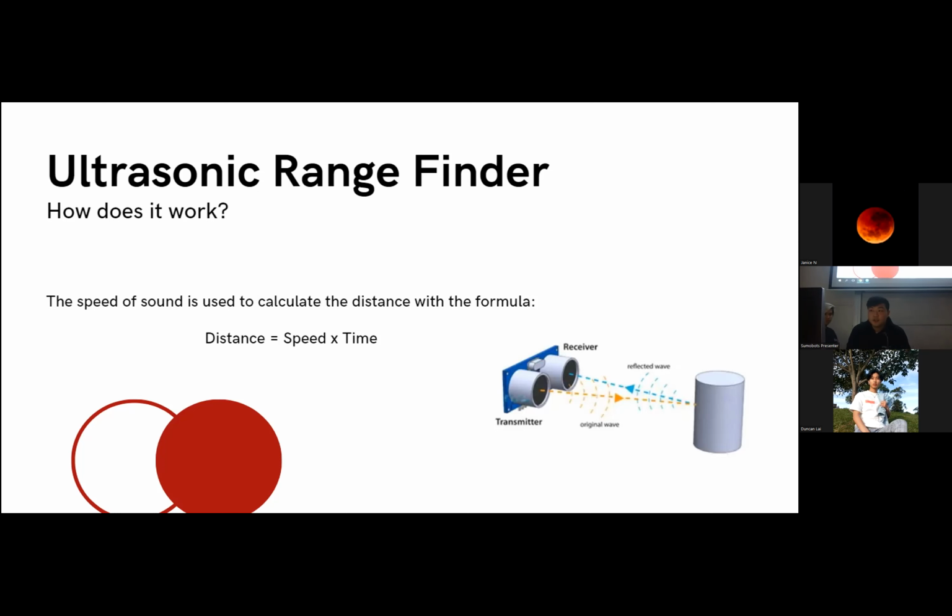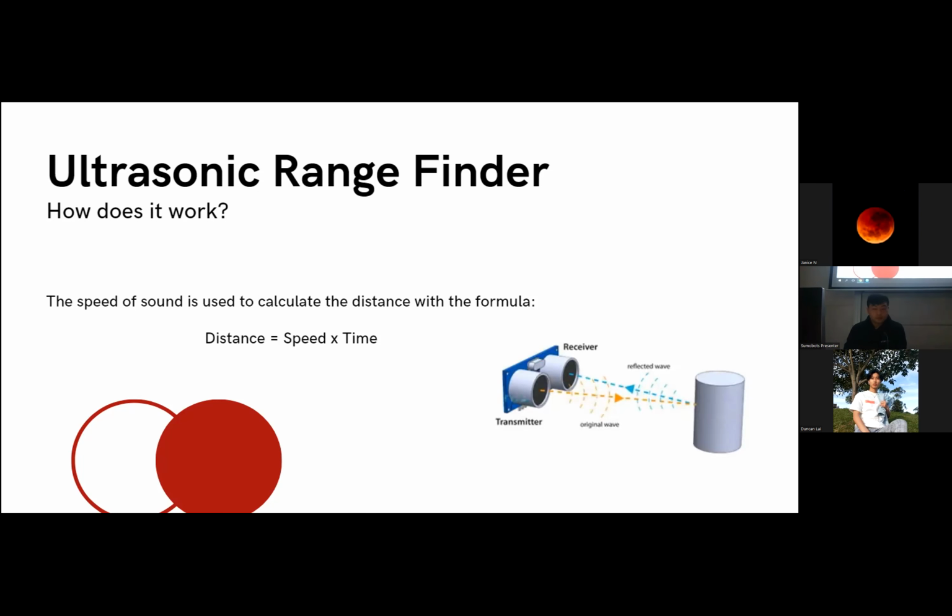All right. So the ultrasonic rangefinder, how does it work? So the ultrasonic rangefinder is used to measure the distance between the sensor and its object. When it works, it emits a sound wave at a specific ultrasonic frequency, and after a certain period of time, it receives a sound wave reflected by objects in the detection area.